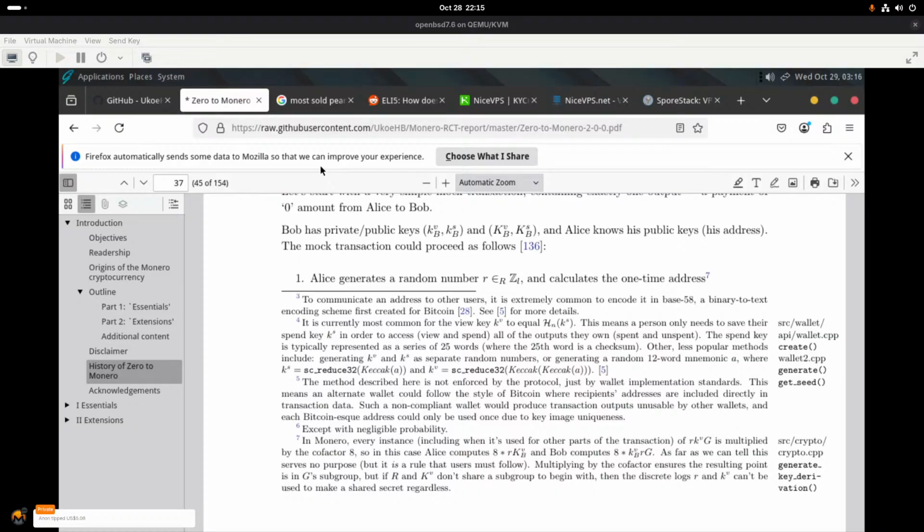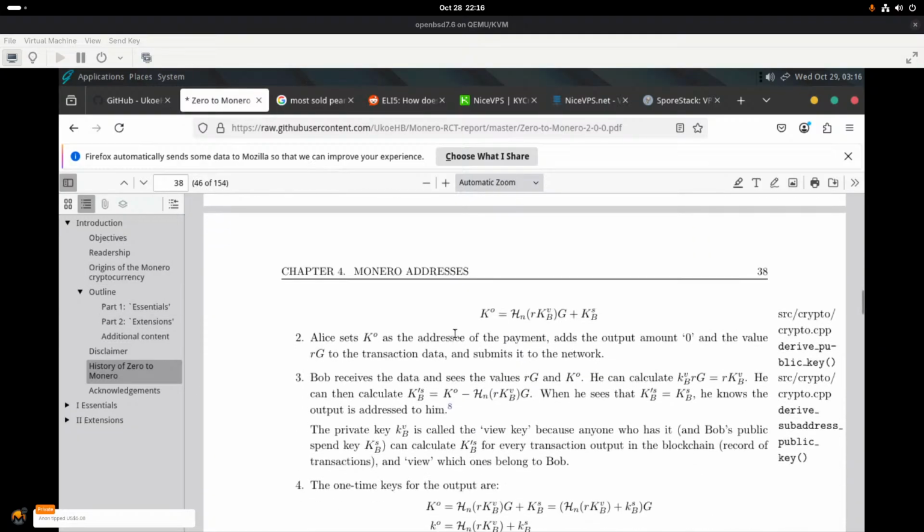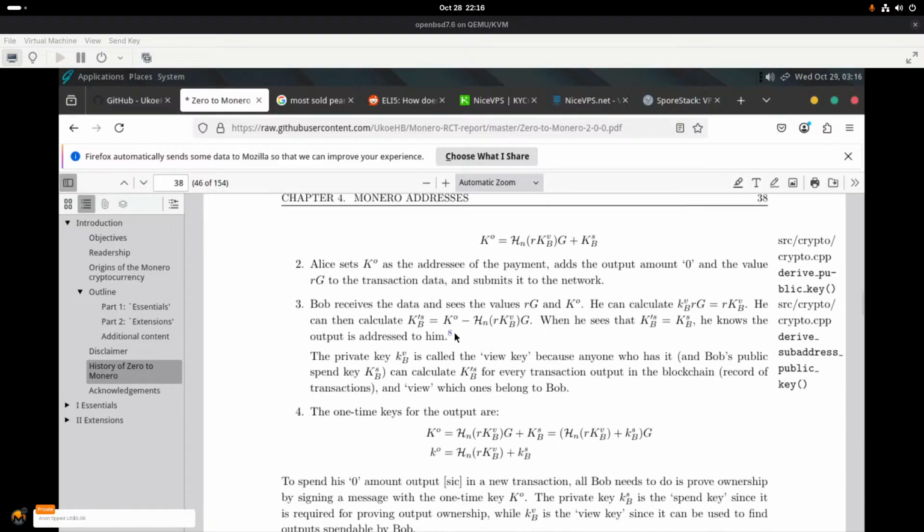Multiplying by the cofactor ensures the resulting point is in the G subgroup, but if R and K don't share a subgroup to begin with, they are discrete logs. R and K can't be used to make a shared secret regardless. Chapter 4, Monero addresses. Alice sets K_o as the address of payment, adds the output amount and the value of R to the transaction data, and submits it to the network.